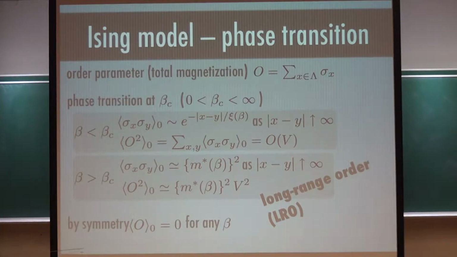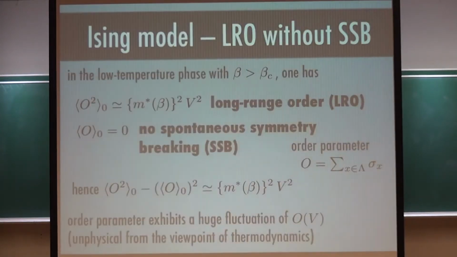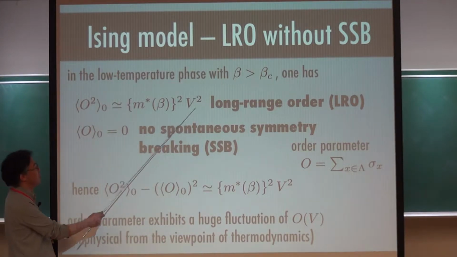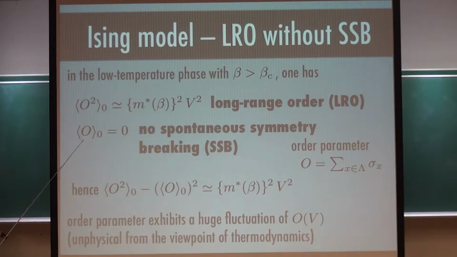But by symmetry, since I'm not imposing an external field, you find that the expectation value of O itself is vanishing. So there's no symmetry breaking in this situation. If you look at the low temperature phase with this expectation value without magnetic field, you see that the expectation of O squared is proportional to V squared, but the expectation value of O is 0. This means the variance of O is of order V squared, and so O exhibits a huge fluctuation of order V.